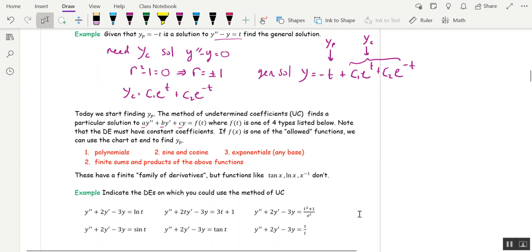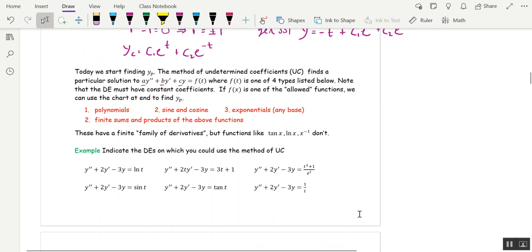Okay, so let's look at some differential equations and determine which ones we could use undetermined coefficients on. So the first one is a no, because this function over here is not in the list of approved functions. Can't have a natural log. You can't have any log. Second one, it looks good so far because we have a polynomial over here, but if you look carefully, there's a variable in the coefficient, so that's no.